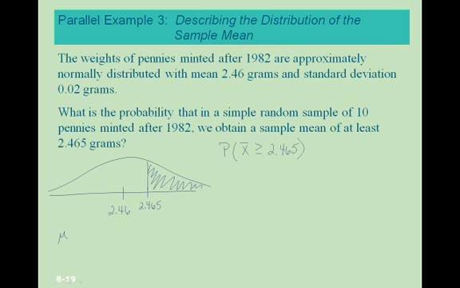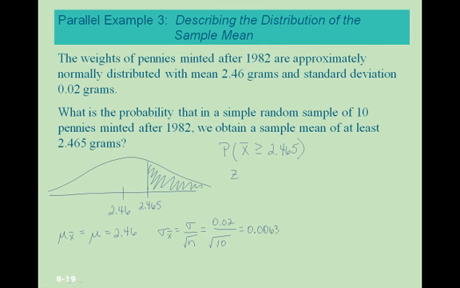So the mean of x bar, remember, is equal to the original mean, which was 2.46. But we need to compute the standard deviation of x bar. So we take the original standard deviation and divide by the square root of n, or our sample size. So we have 0.02 divided by the square root of 10, since our sample size was 10. And we get a value of 0.0063.